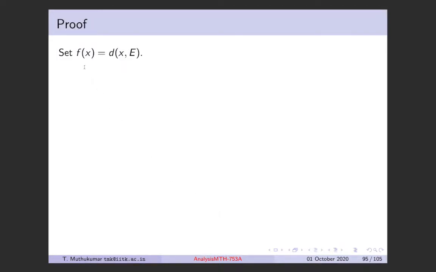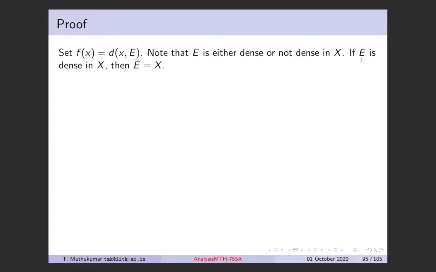Quickly, define this function f(x). For any little x in the metric space capital X, you define the real valued function f(x) as nothing but the distance of x from E. There are two possibilities for E. Since E is a subset of the metric space X, E is either dense or it's not dense. If E is dense, then E closure is X, right? In that case, the distance function always takes the value 0, because x is always coming from capital X, which is E closure, and this distance is 0.